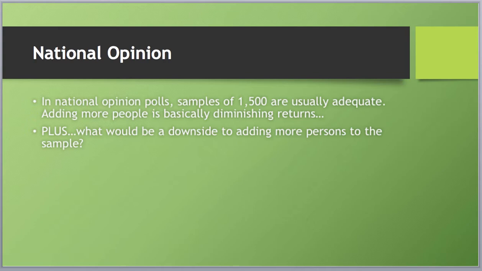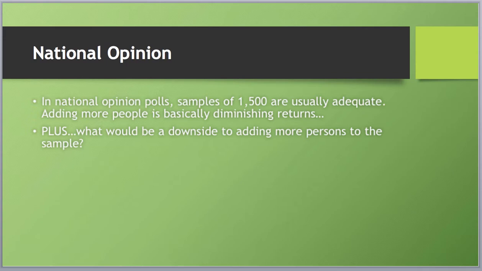Okay, national opinion polls. This can be like voting, or whenever they look at how people feel about the current president, and whether they think they're doing a good job or bad job, or opinions on anything, really. That's what we're talking about with national opinion polls. They're ones that are done nationally. It doesn't limit just to one county or one state or anything like that. So in national opinion polls, samples of 1,500 are usually adequate. Adding more people is basically diminishing returns.